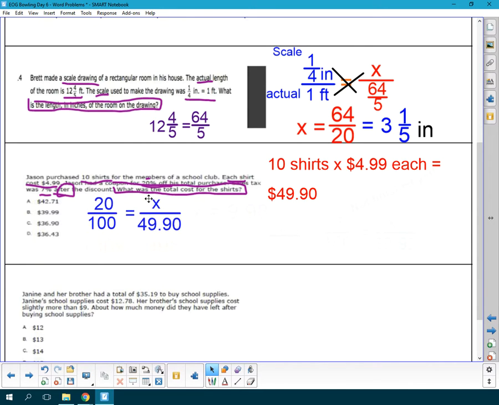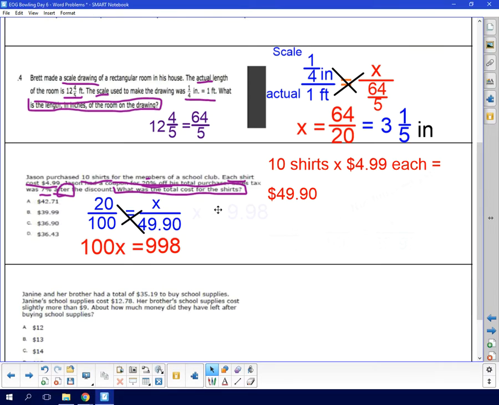So I'm going to set up a lovely percent proportion. Percents are all out of 100. 20 over 100 equals x over $49.90. I cross multiplied there. I knew that 100x was worth 998. I divided both sides by 100, and I got 9.98. That is the discount. He's going to take that discount off of the original sales price of $49.90, and he's going to get $39.92.